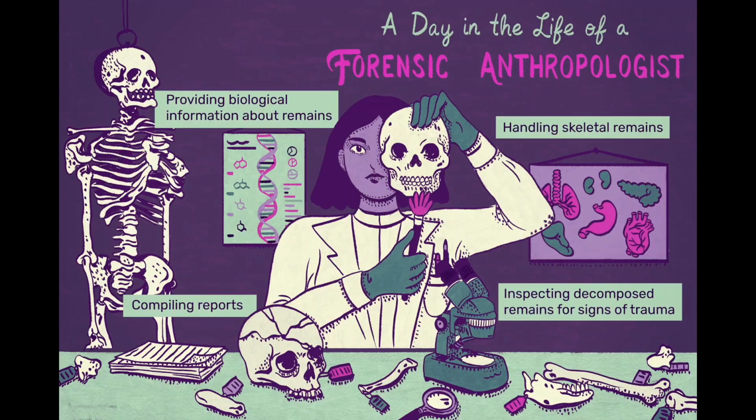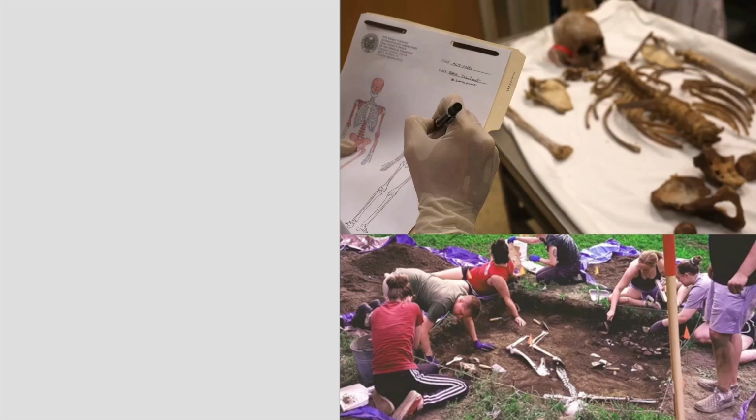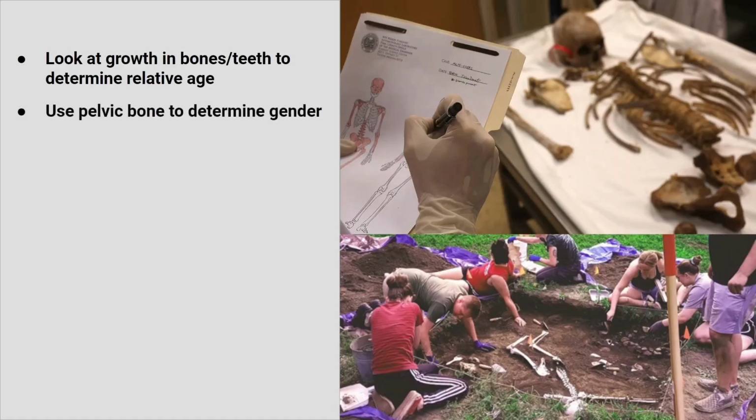Forensic anthropology is a special subfield of physical anthropology, which is the study of human remains that involves applying skeletal analysis and techniques in archaeology to solve criminal cases. When presented with a case, forensic anthropologists look at growth in bones and teeth to determine relative age of the victim. They use pelvic bone shape and size to determine the gender of the victim.